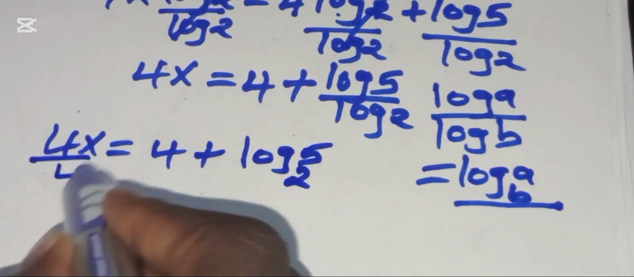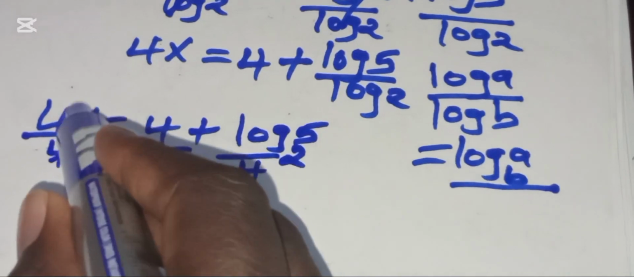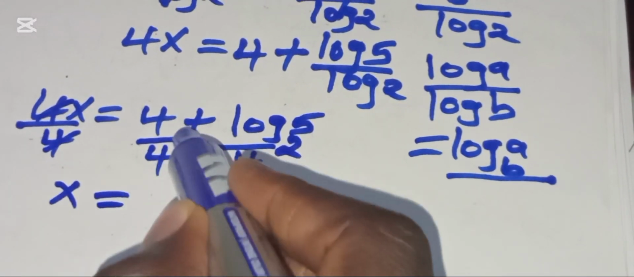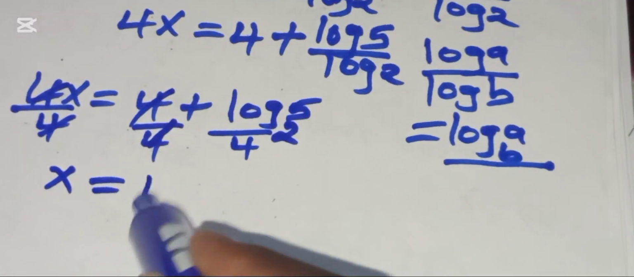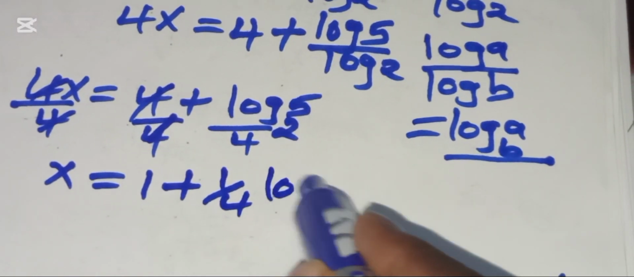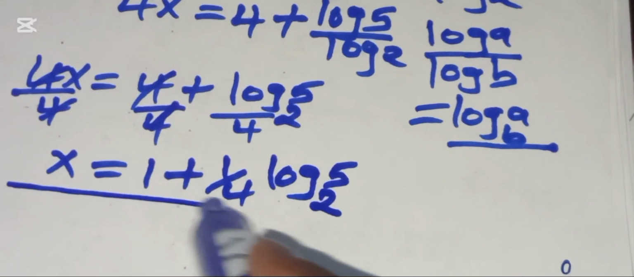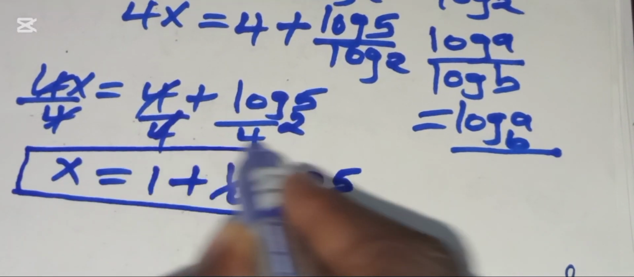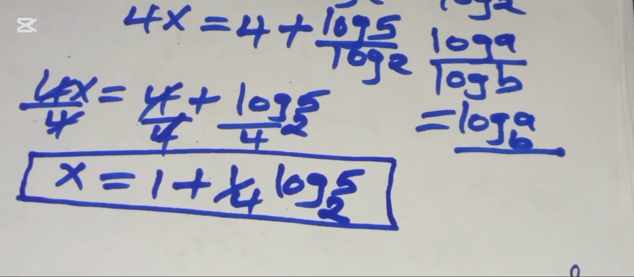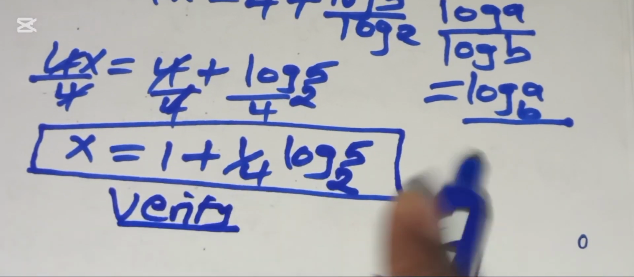So we divide both sides by 4, so that x is equal to 4 over 4 simplifies to 1, plus 1 over 4 log 5 to base 2. This is the value of x. So let's verify if this value of x satisfies the equation.